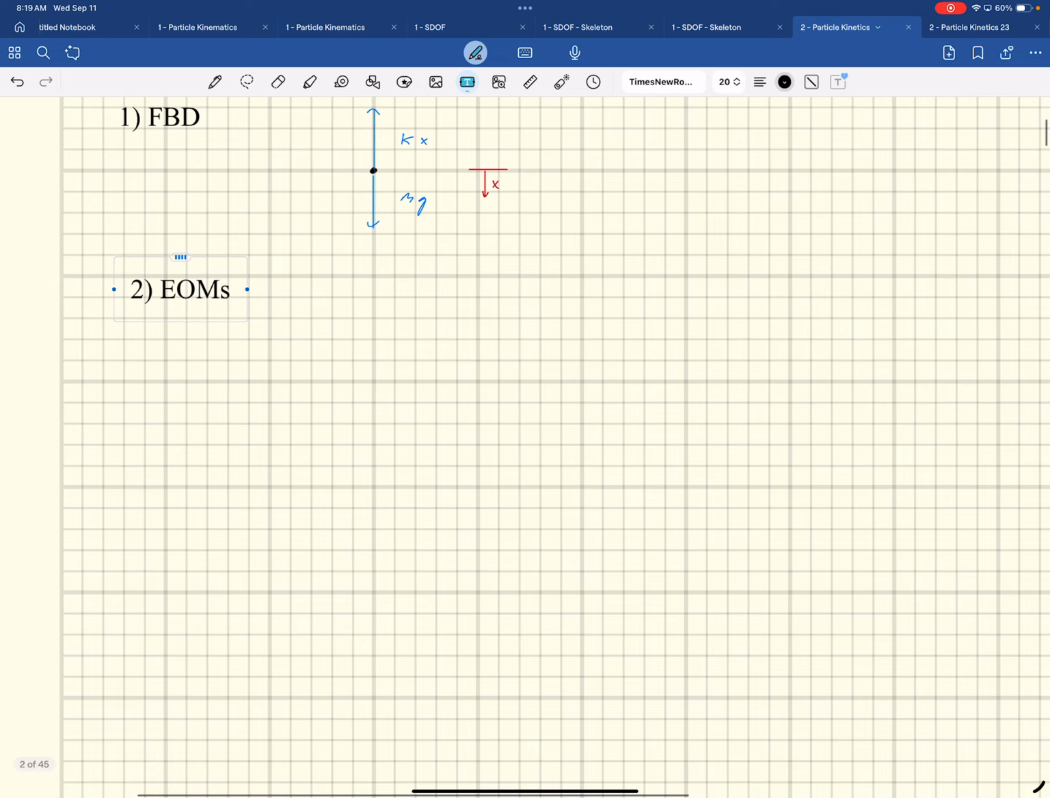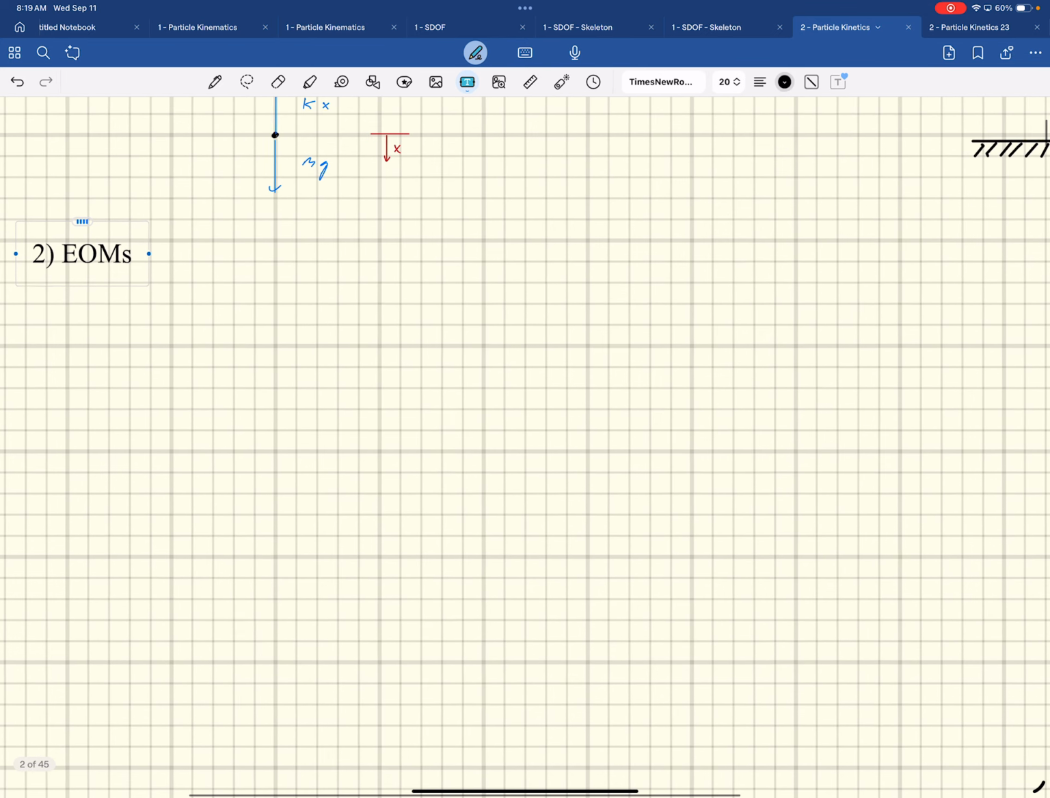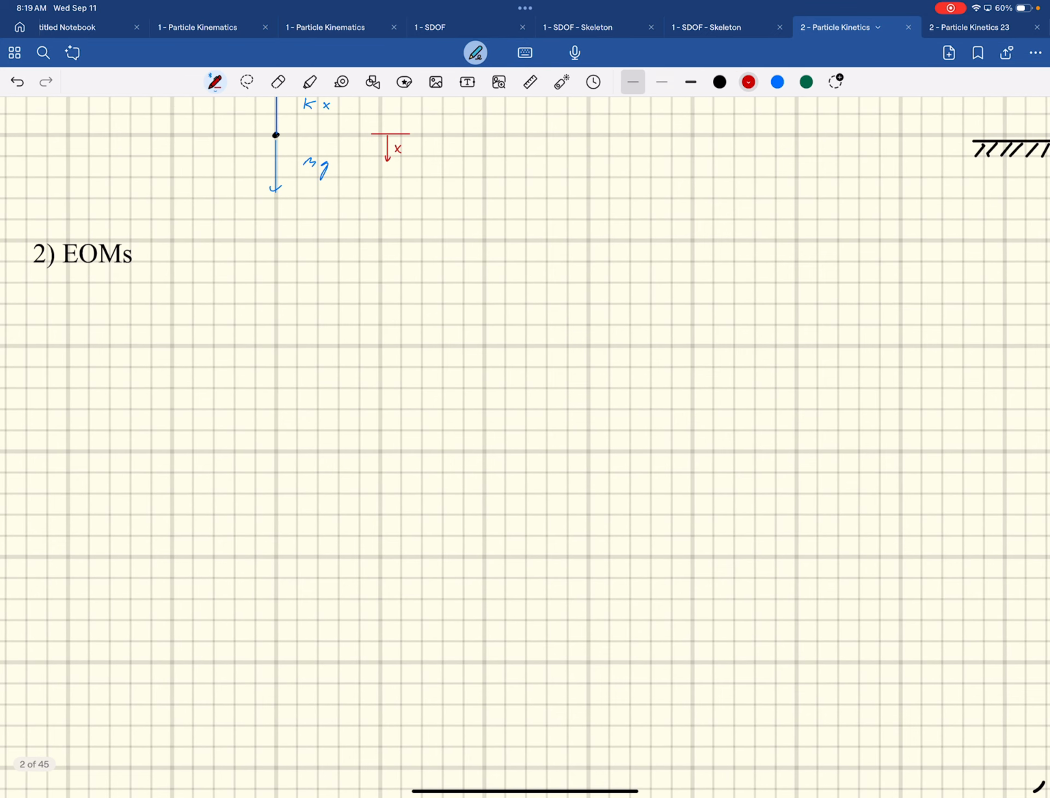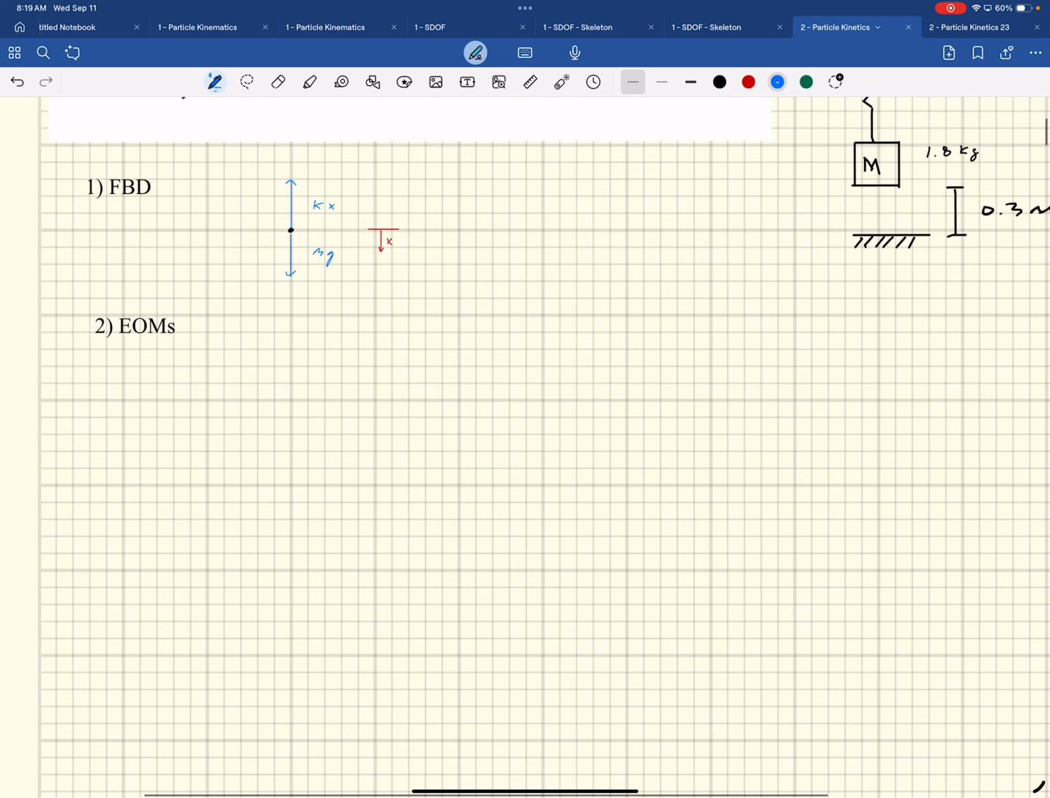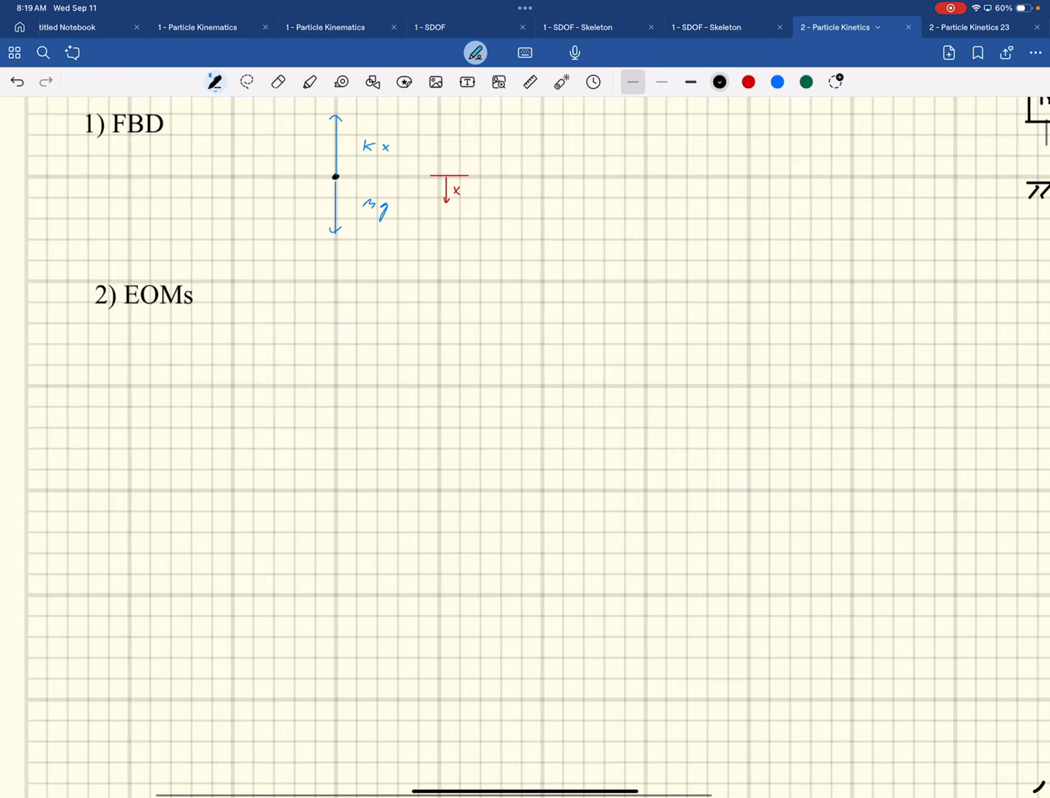Okay. You only have one, because we only have motion in one direction, right? Technically, there's the other directions. There's the z direction and then the y direction, but it's only moving in one direction, so I only have one equation of motion. So my equation of motion, sum of the forces in the x is equal to m a_x.